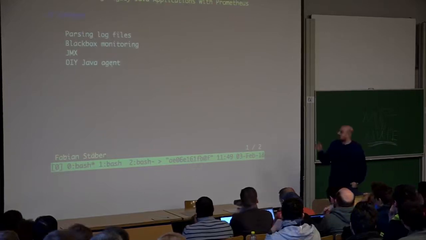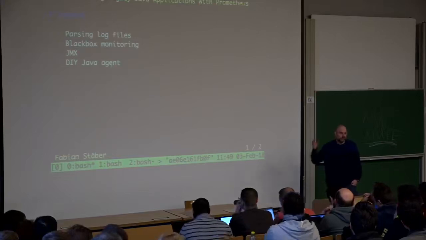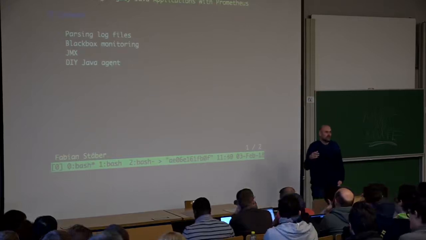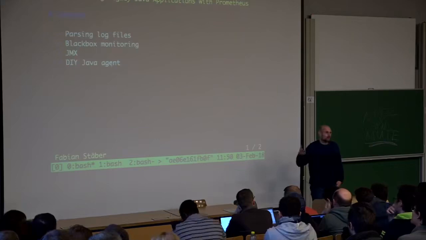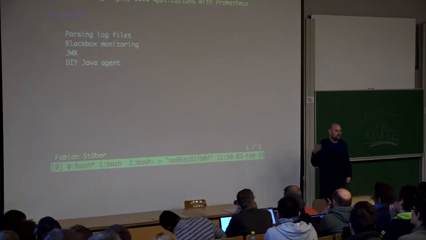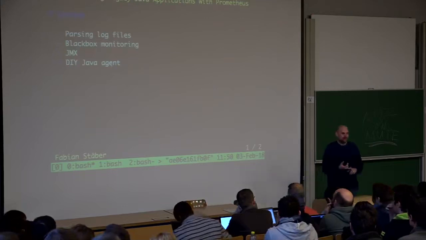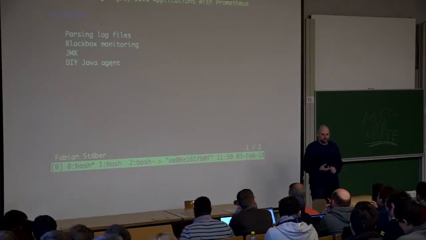So the best thing you can do is to take the Prometheus client library for Java, add it as a dependency to your Java project, and add metrics directly to your source code. Okay? This is always the best option. It's the most flexible one, the most powerful one, and the safest one. And whenever you can modify your source code, this is what you should do.